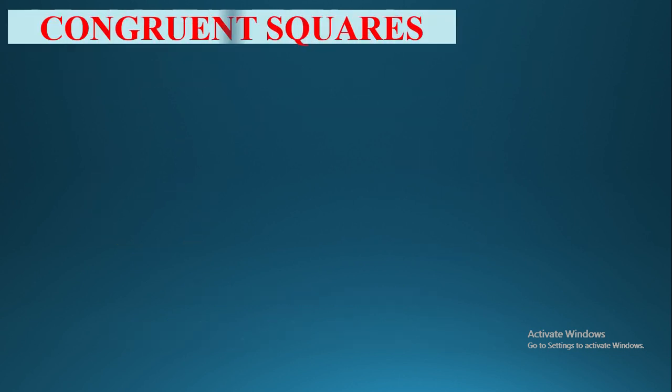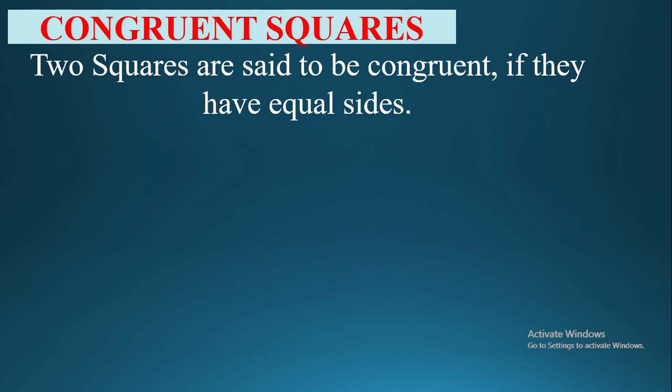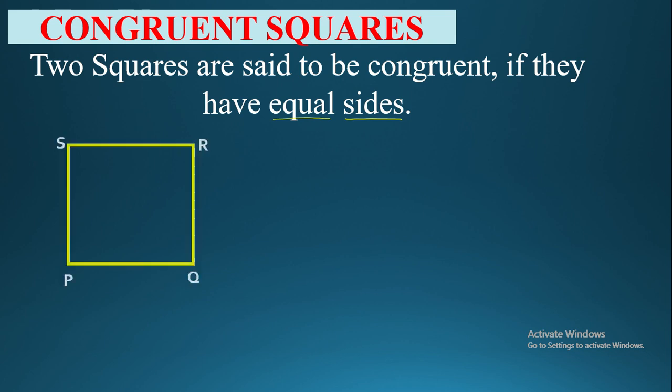Similarly, we can see about congruent squares. We know that all the squares have the same shape. Now, two squares will have the same size if they have equal sides. That means the length of their sides is the same. So two squares are said to be congruent if they have equal sides.